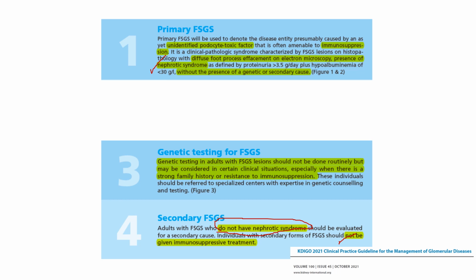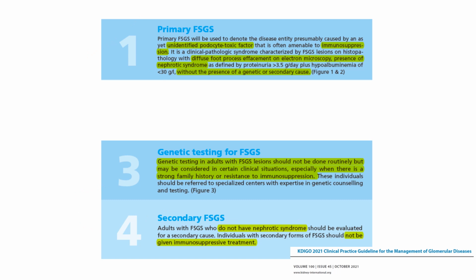So if it is with nephrotic syndrome, it is mainly primary. Without nephrotic syndrome, it may be secondary or genetic. If the secondary cause is clear, then it is secondary. If it is not clear and there is strong family history or resistance to immunosuppression, then it may be genetic.